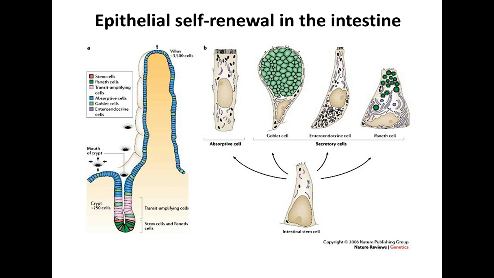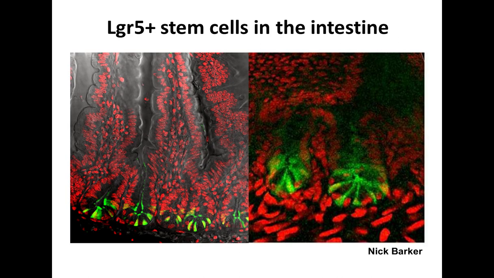The very important finding at the time was made by Nick Barker, a former colleague of mine in the Netherlands. He generated the LGR5 GFP knock-in mouse, with which he was able to visualize these LGR5 positive stem cells in the mouse small intestine. So this LGR5 is a genetic marker which labels the stem cell population. Nick not only labeled them, but also introduced a Cre recombinase downstream of LGR5.